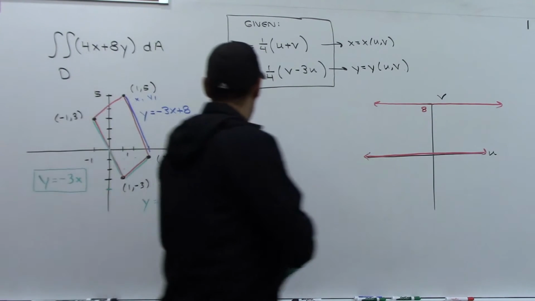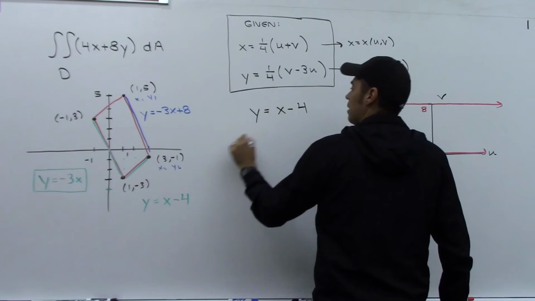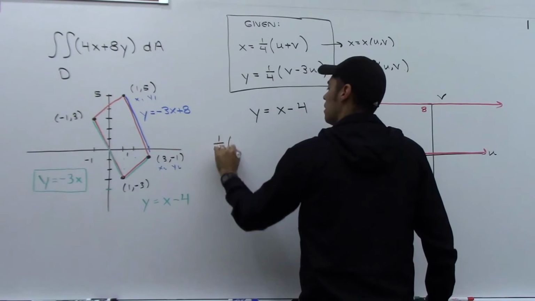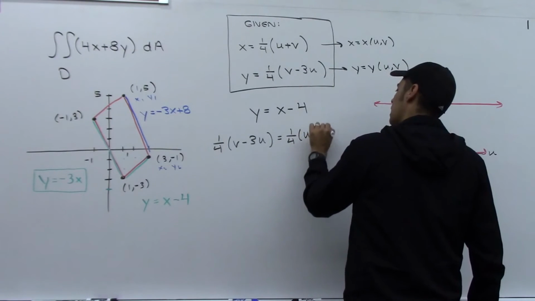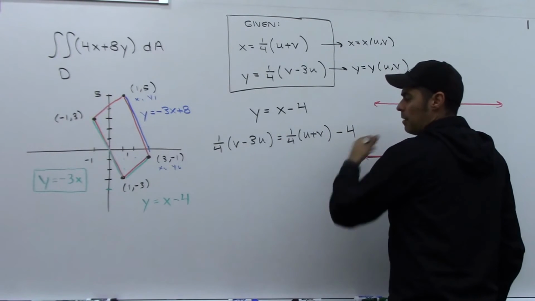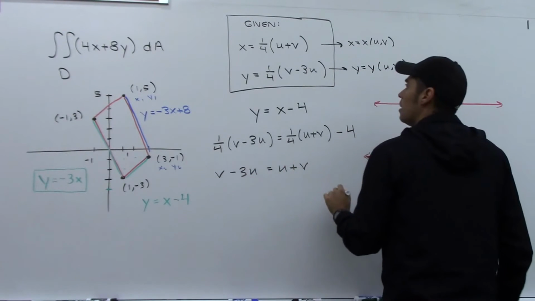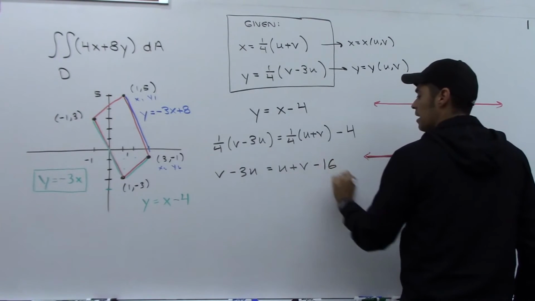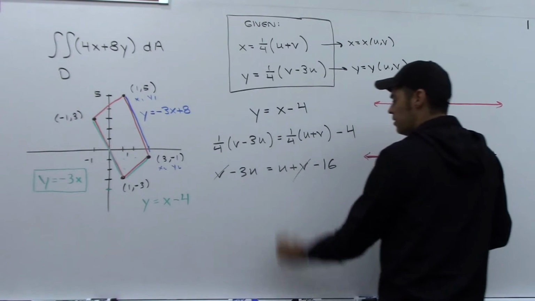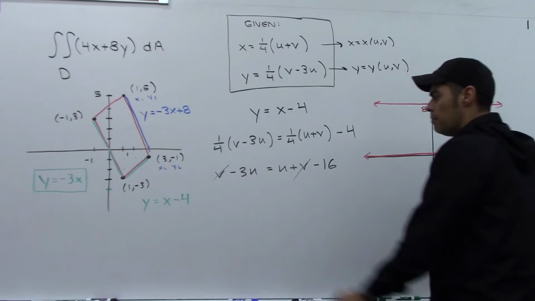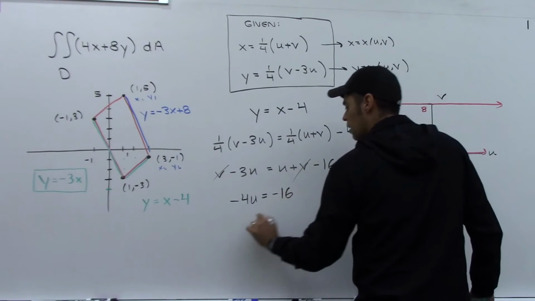And then I'll come over here and do the same thing. So y equals x minus 4, and y is 1/4 v minus 3u equals x, which is 1/4 u plus v, then minus 4. Multiply everything by 4. v minus 3u equals u plus v, and I multiplied that by 4, minus 16. And this time, notice that if I subtract v on both sides, it goes away. And then I'll move this u over. I get negative 4u equals negative 16. So u must be 4.